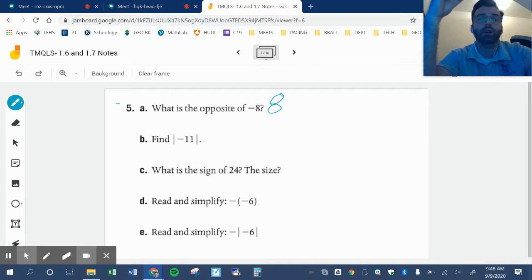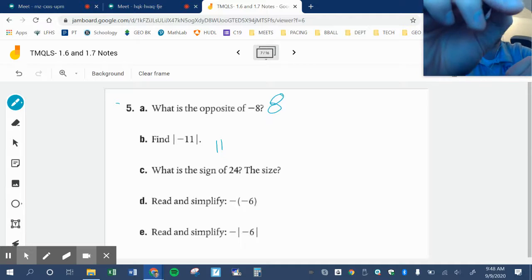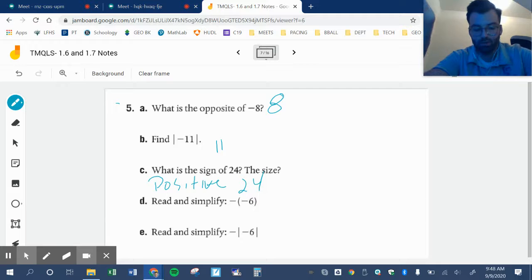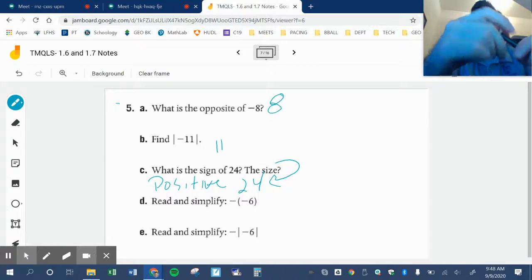Find the absolute value of -11. That should just be 11. It's always going to be positive. It's a distance from zero. What is the sign of 24? It's positive, and the size is 24. Size is 24, or the distance from 0, or the absolute value is 24.